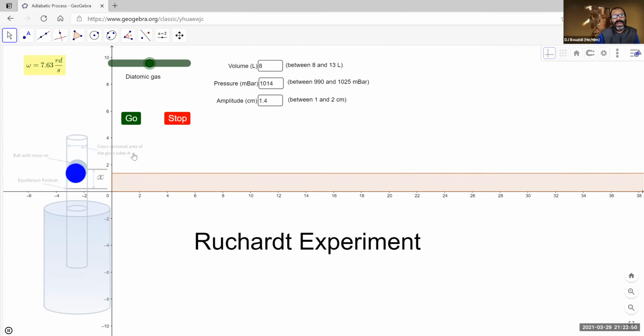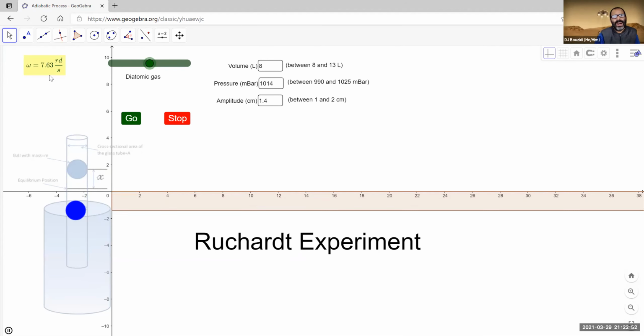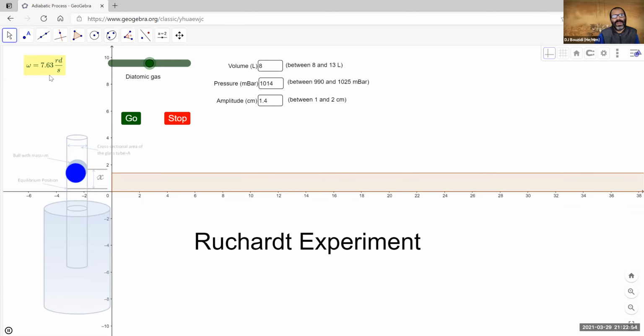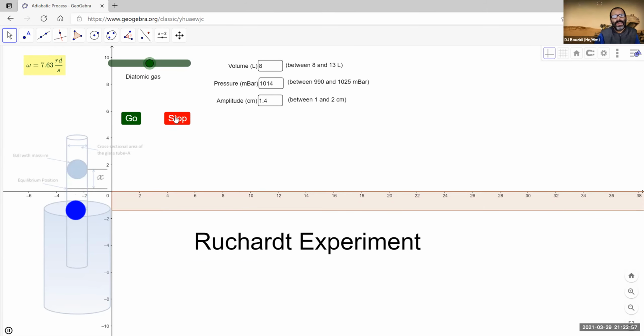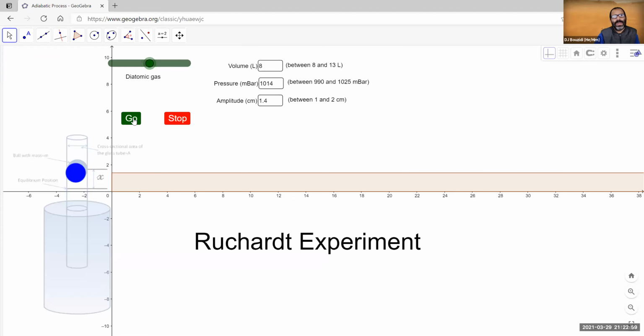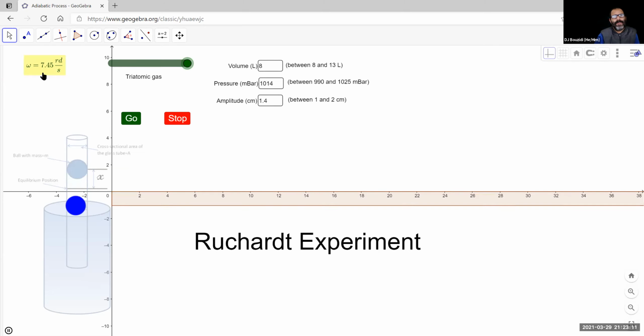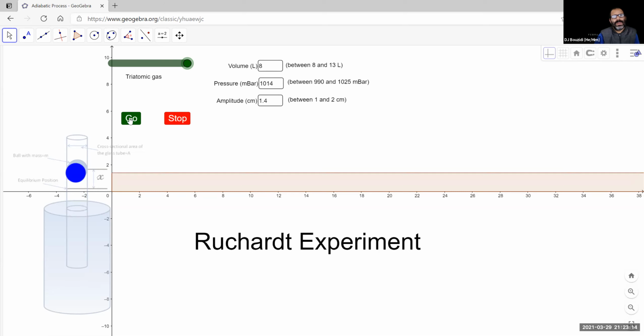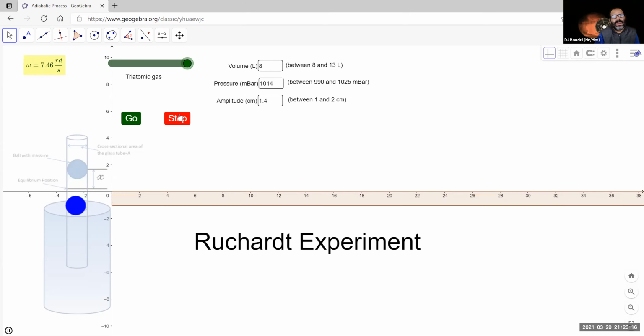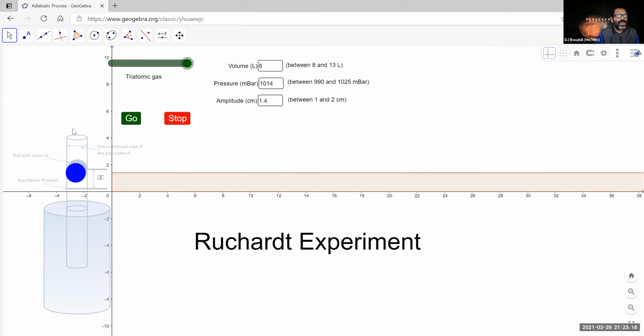I'm going to stop it again. I'm going to find a lower value of omega because gamma went down. I'm going to stop this one here one more time. I'm going to change the gas to, again, a triatomic because gamma is actually less for a polyatomic gas than for a diatomic gas. So I expect the value of omega to be even less now, okay? So that is basically what I expect to see now. And all of these values are in line with the theory.